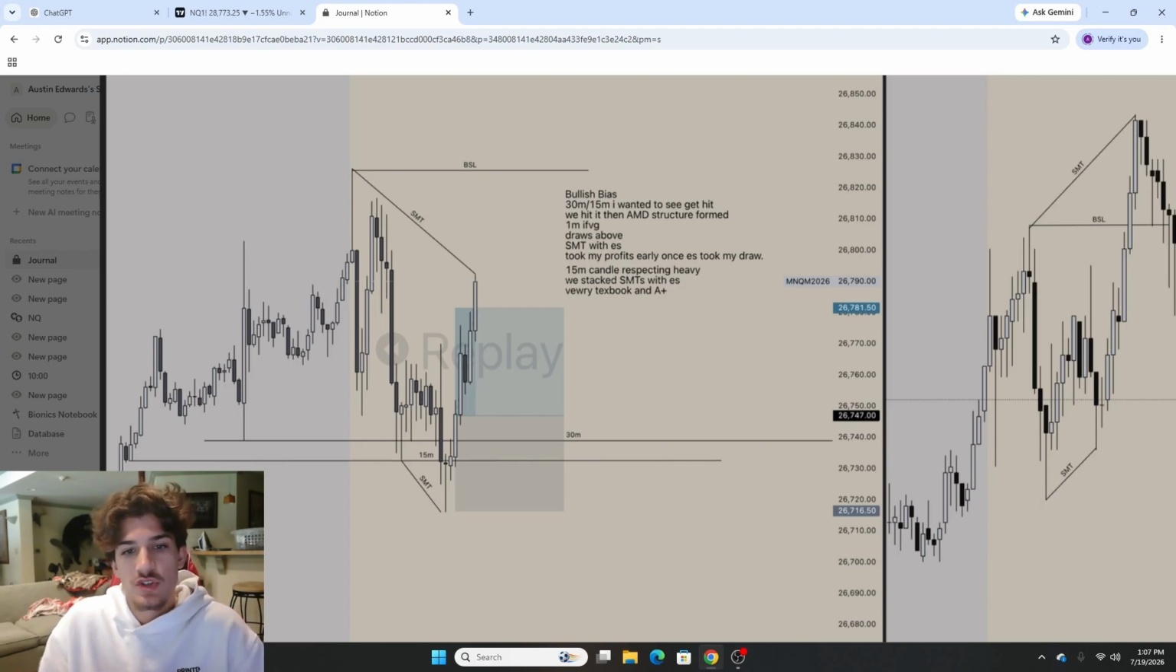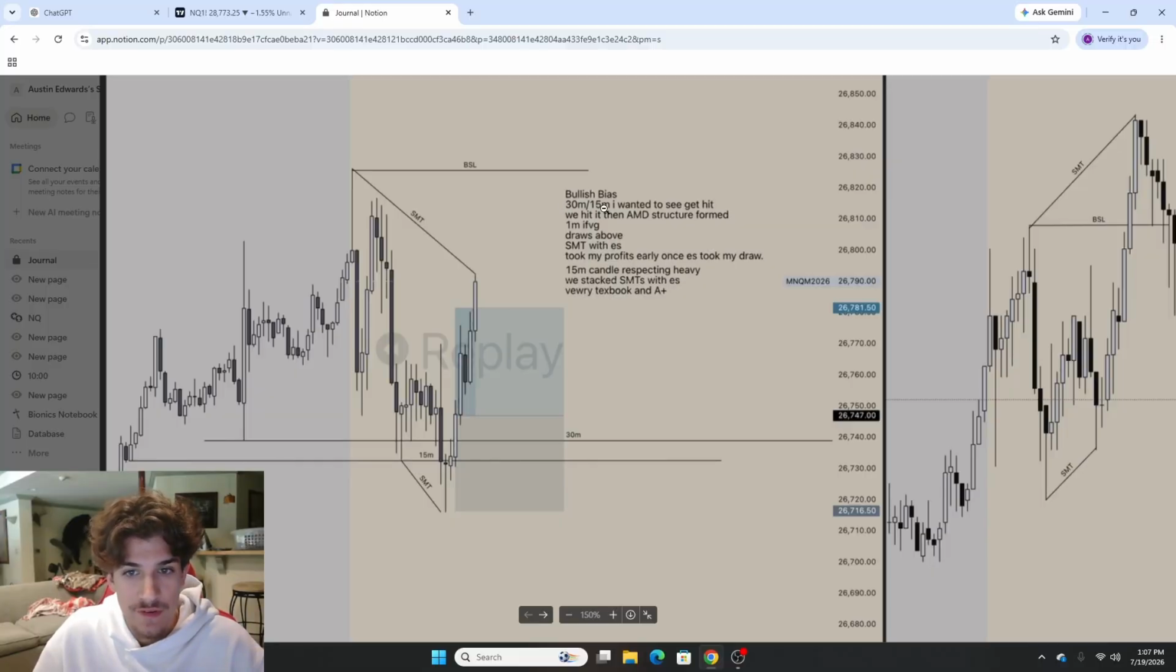Okay, so this is a trade out of my journal. I'm going to go over it real quick on the picture that I've taken to put in my journal and all the things I wrote down, and then I'm actually going to play it in the live markets as well. So I had a bullish bias coming in the day, so I was looking for longs. We had a 30-minute and a 15-minute gap I wanted to see get hit. We hit it, then we formed AMD structure, like I just said, when we had the bare minimum.